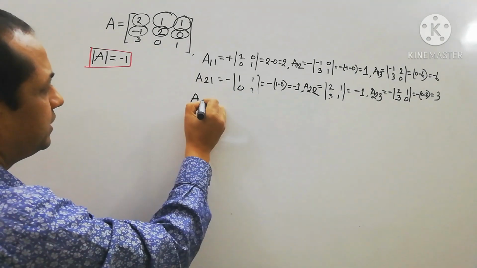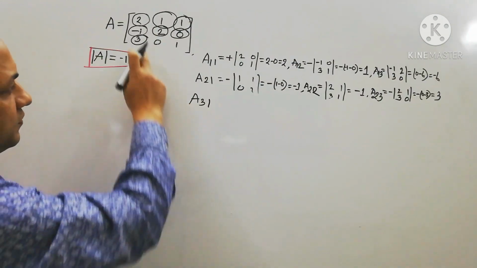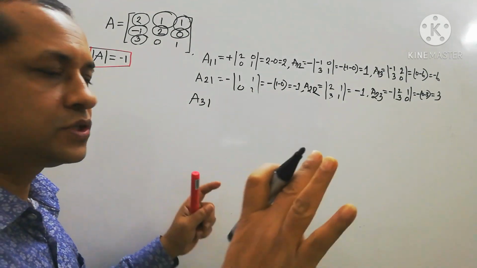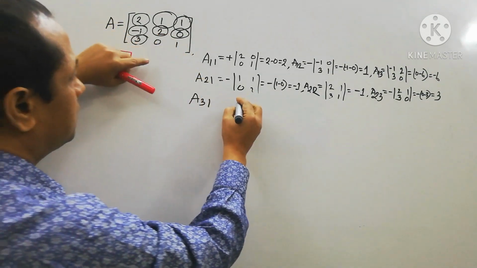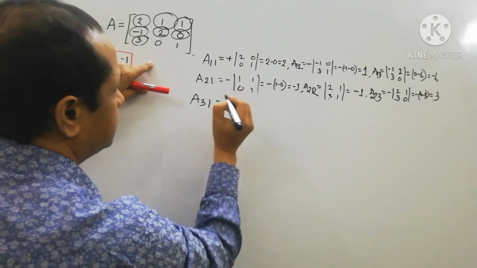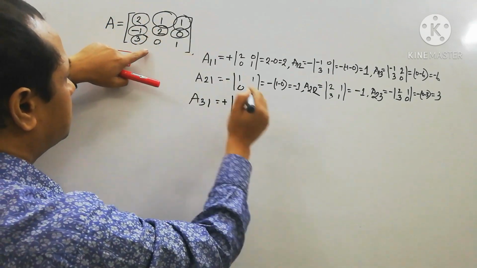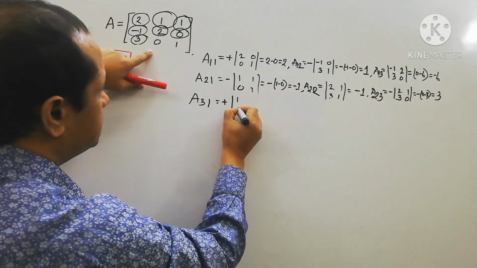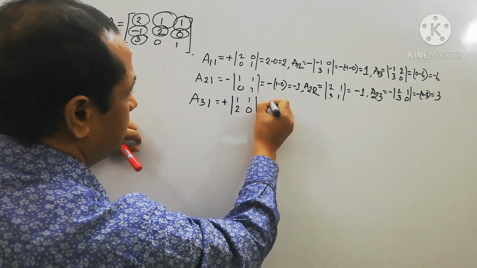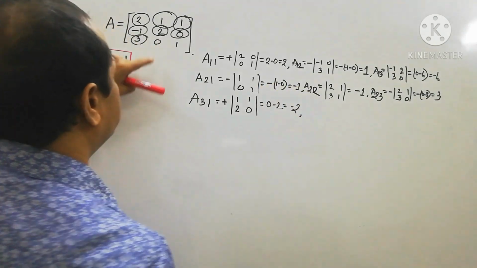Similarly, students, now find the cofactor of the third row. It is denoted by A31. Position of 3 is third row and first column. So third row and first column are cancelled. Here 3 plus 1 is an even number, so the cofactor is positive. The rest of the entries are 1, 2 and 1, 0. So we have 0 minus 2, which equals minus 2.